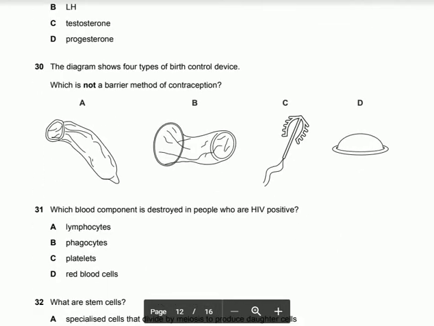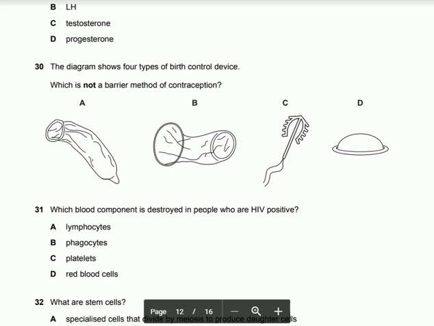Oh, okay. We have condoms here. The diagram shows 4 types of birth control devices, which is not a barrier method of contraception. Okay, A is a condom, B is a femidom, D is a diaphragm, and C is an IUD. So it's not, no, C is something else. I don't know that. What is that? I actually don't know that. But A, B, and D are barrier methods of contraception.